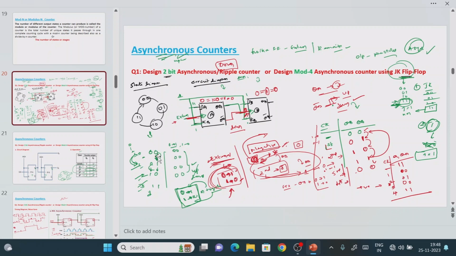Now one more thing: if you want to change the count from 0 to 1, 1 to 2 and so on, then it should perform the toggle operation. This can be performed in either a JK flip-flop or a T flip-flop. So when J equal to 1, K equal to 1, then you will get the toggle. For the second flip-flop also, JB and KB should be 1, then only will you get the toggle condition, and then it will perform the asynchronous up count operation.